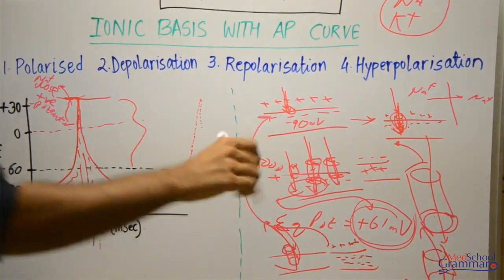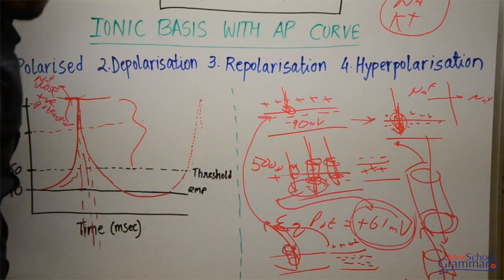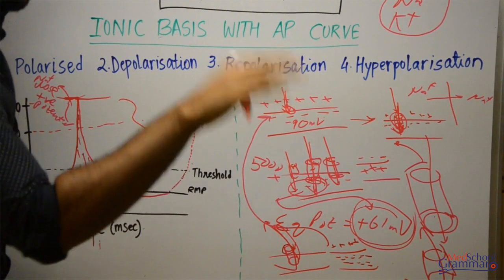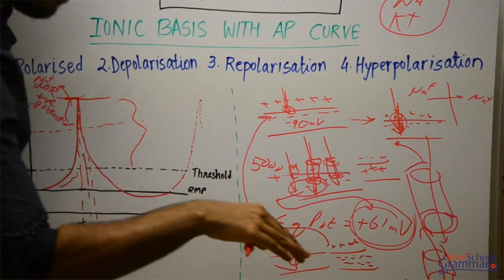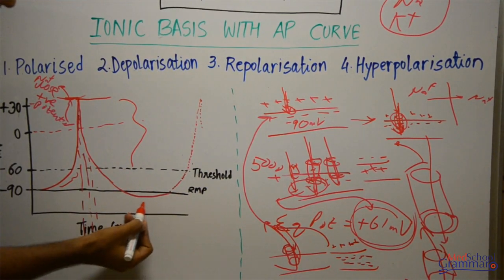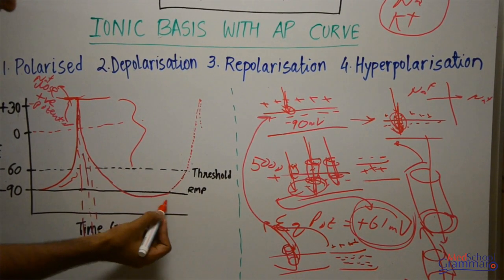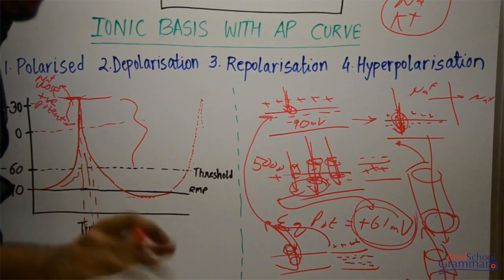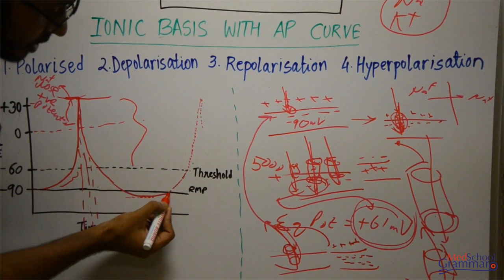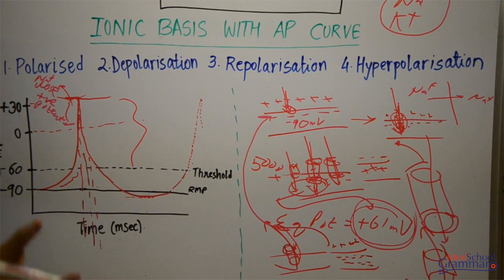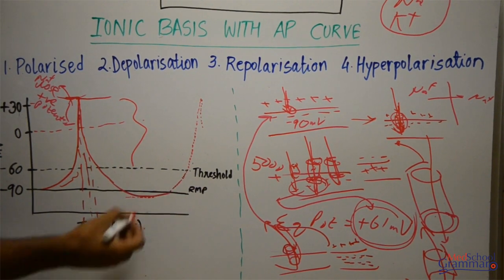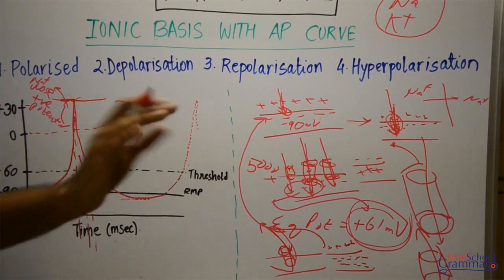Even when the resting membrane potential is reached, potassium channels are open. So potassium keeps moving out and the membrane potential becomes more negative. This is known as hyperpolarization. After hyperpolarization, the potassium channels completely close and the resting membrane potential is restored. Hyperpolarization is restored back to the RMP level.